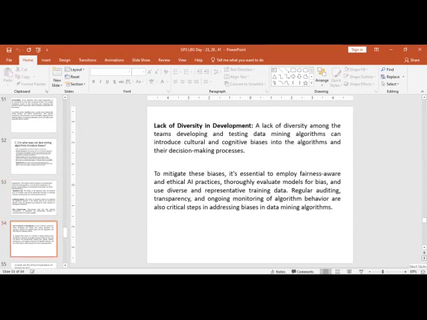Lack of diversity in development. A lack of diversity among the teams developing and testing data mining algorithms can introduce cultural and cognitive biases into the algorithms and their decision-making processes.